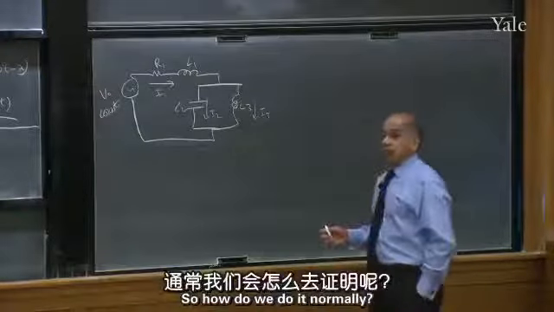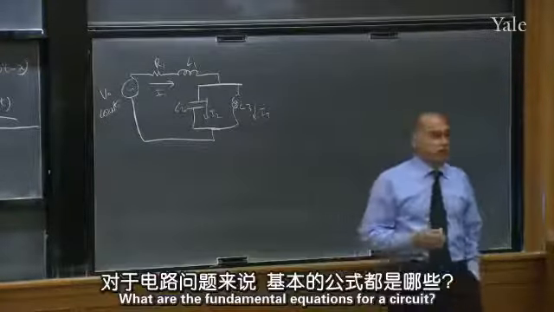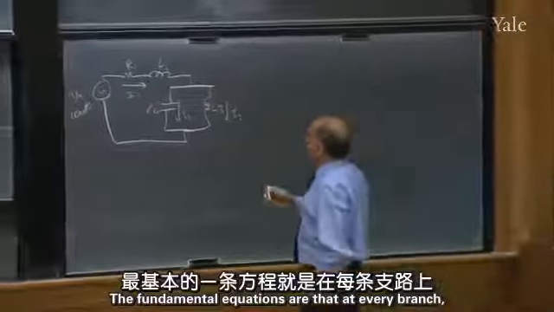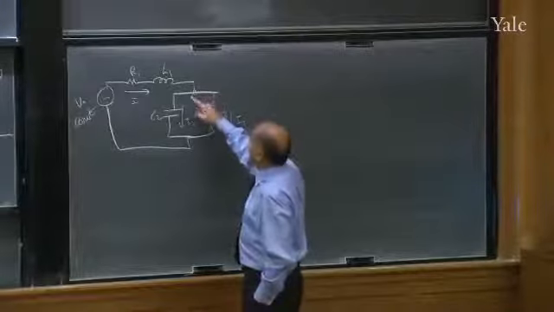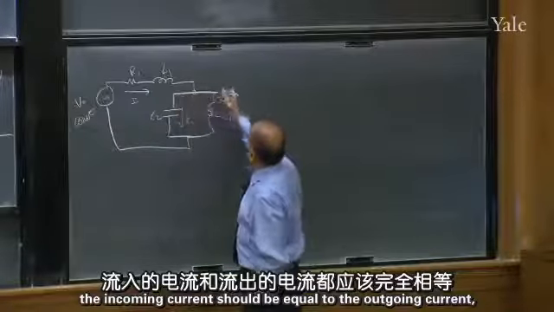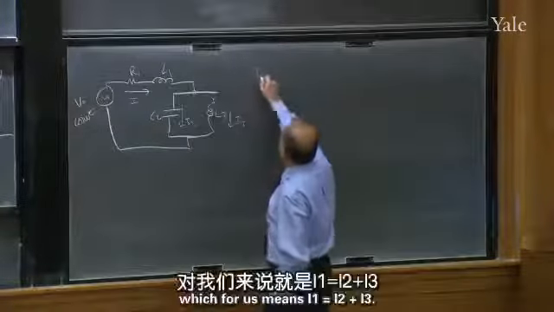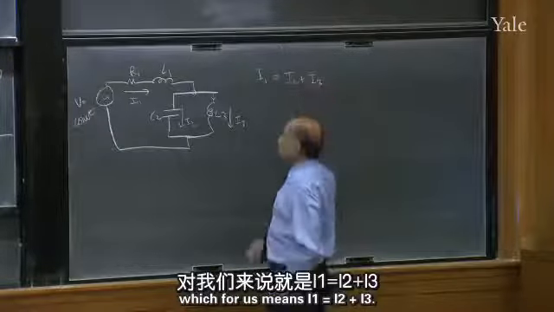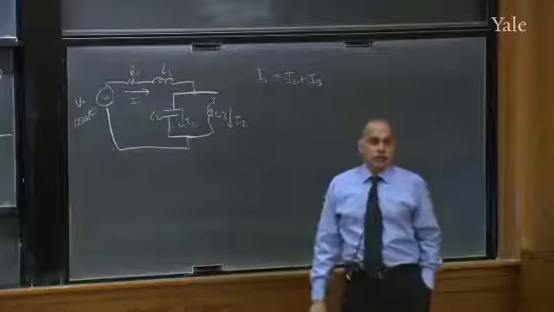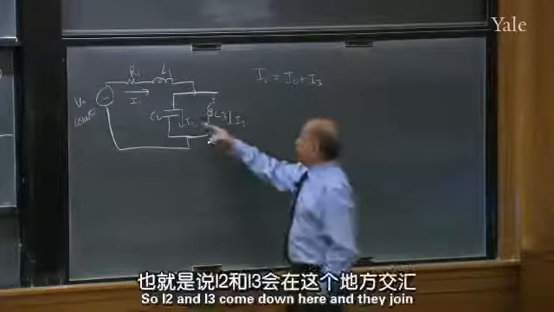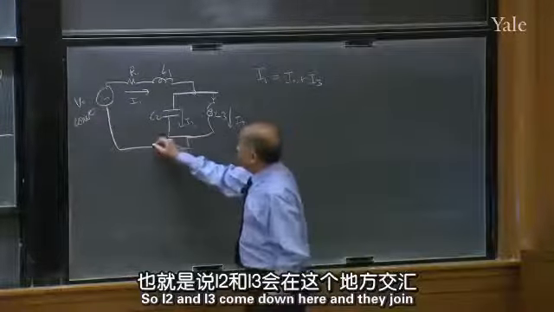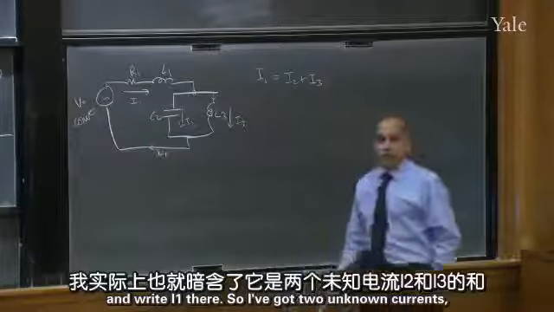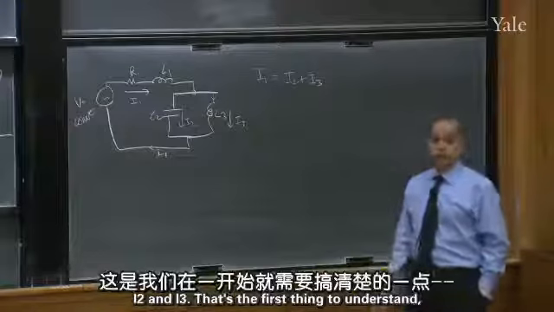So how do we do it normally? What are the fundamental equations for a circuit? The fundamental equations are that at every branch, the incoming current should be equal to the outgoing current, which for us means I1 is equal to I2 plus I3. So I2 and I3 come down here and they join and become I1 again. So I'm going to assume that and write I1 there. So I've got two unknown currents, I2 and I3.